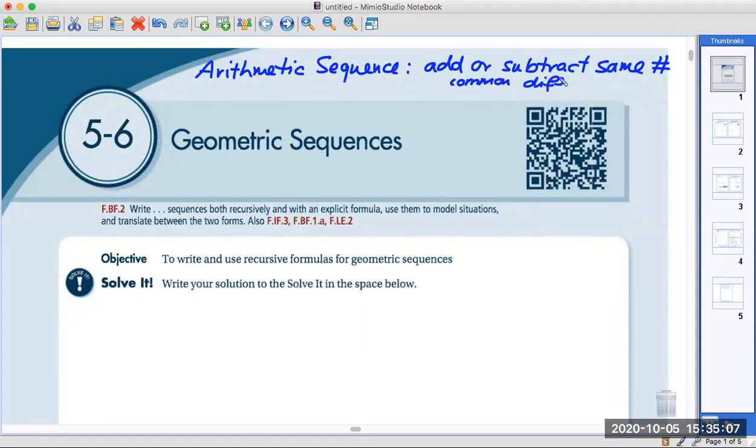Now today we're talking about a geometric sequence, which is another string of numbers or objects, but it's not adding or subtracting, it's multiplying and dividing that we're going to look at. Sometimes it's objects, but mostly it's numbers. And that have a, it's called a common ratio.